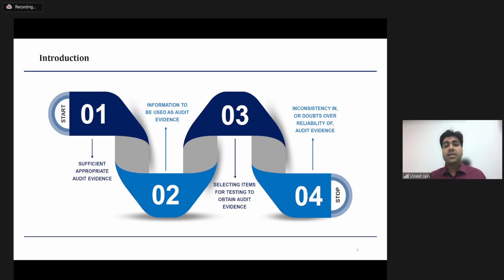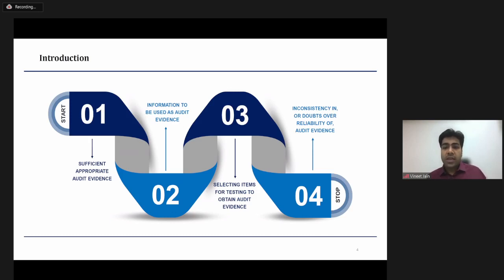The second part is the information to be used as audit evidence. We will be talking about what type of information is to be used as audit evidence. Then the third one is selecting items for testing to obtain audit evidence. There's a huge population size when we start our auditing, and it is practically impossible for us as auditors to check and test everything within the given timelines. So we need to apply professional judgment and select items for testing. But what kind of items and what is the methodology behind it, we will be talking about briefly.